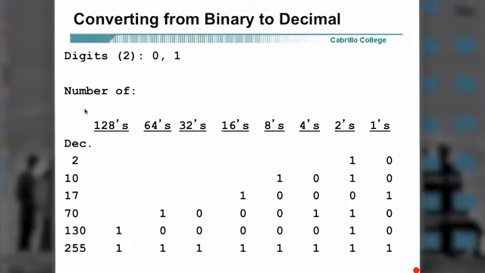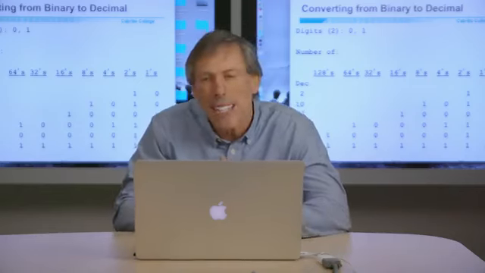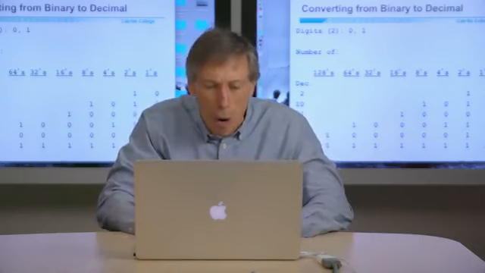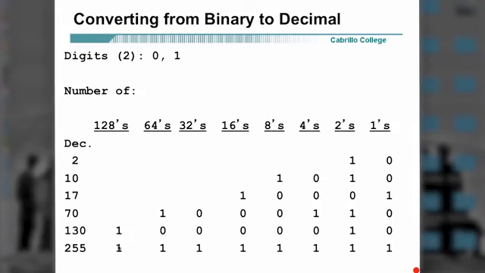So if the next column is 256, and we have all 1s here, we just subtract 1 from 256, and that's 255. If that doesn't make sense, don't worry about it. All you have to do, again, is add up wherever we have a 1 in that column. Add those column headings up, and we get the answer.